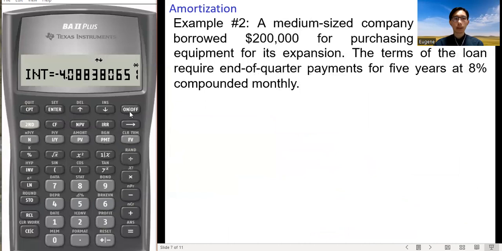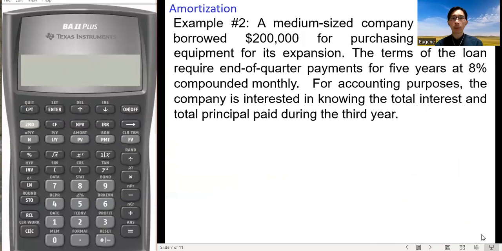Let's take a look at the next example. A medium-sized company borrowed $200,000 for purchasing equipment for its expansion. The terms of the loan require end-of-quarter payments for 5 years at 8% compounded monthly. For accounting purposes, the company is interested in knowing the total interest and total principal paid during the 3rd year.